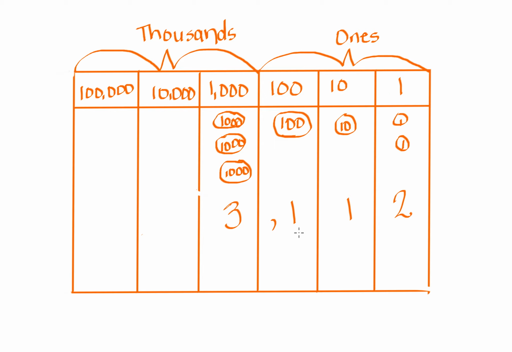Then they ask you to write it in expanded form. So this is from the previous lesson, lesson 5. So what you do is you say, well, I have 3,000s, so I write 3,000. I have 100, 10, and 2 ones. So put pluses in between. There's your expanded form. Really simple.